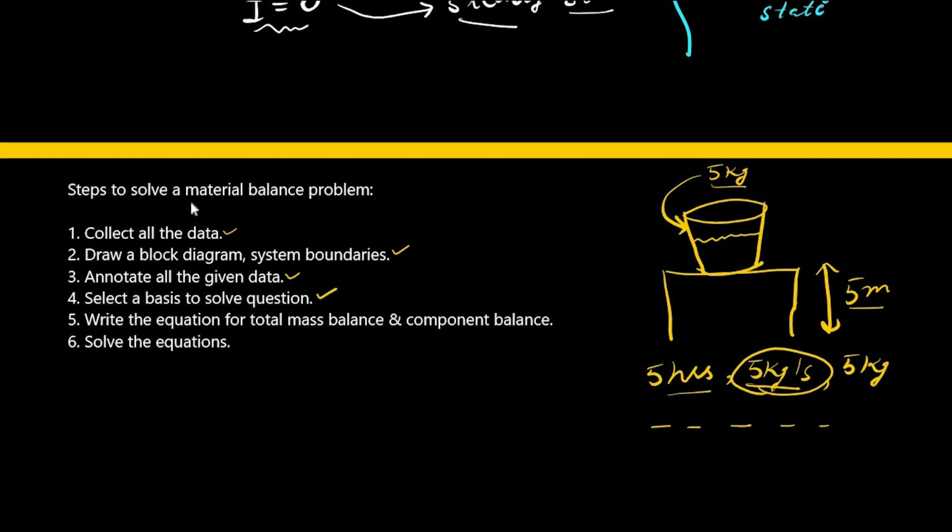Now finally you have to write the equations of total mass balance and component balance. This will be based on the law of conservation of mass, and for the total mass balance you have to apply the equation of inflow and outflow: inflow is equal to outflow plus accumulation. You have to apply this equation here. Now if the question doesn't mention steady state, then you have to assume that A, the accumulation, is equal to 0. And finally you have to solve the equations.